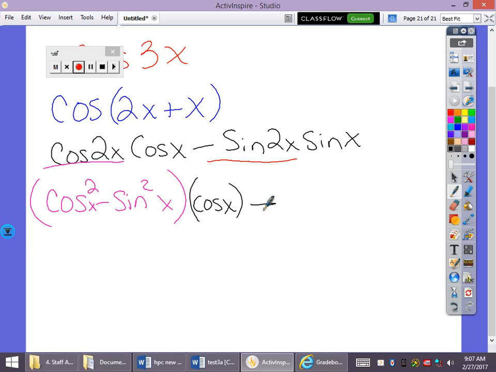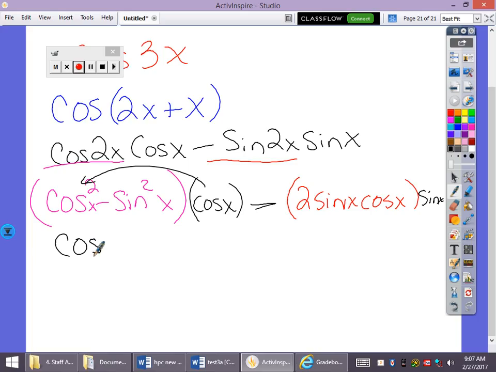Okay? Minus, what am I going to substitute for sine 2x? 2 sine x cosine x, bring down the sine x. What comes next? Distributive property. How many terms are in the pink? 2. So I'm going to distribute how many times? Twice. So this becomes cosine cubed minus, when they don't match, I just list them next to each other for multiplication. So is this side done?